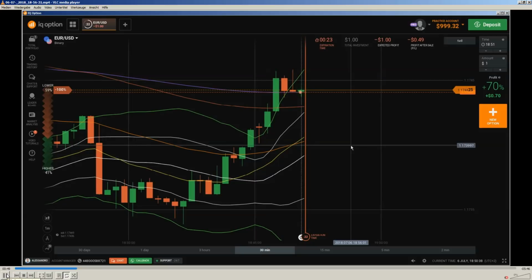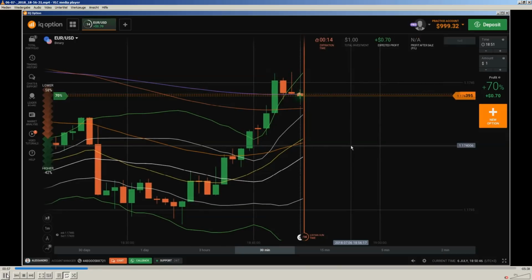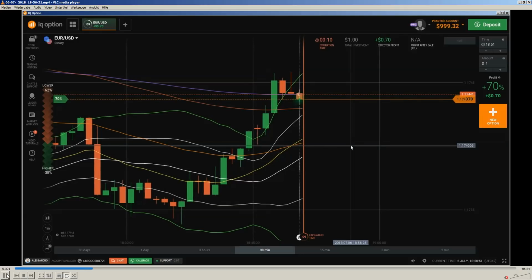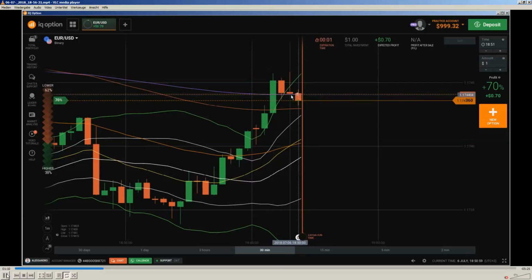And I have entered here into a put because the previous candle was showing huge selling pressure with the rejection from the resistance area above, and that price would probably go down further and break through the 200 EMA, because we have a ranging market and the 200 EMA is flat. So okay, we are breaking through this, and this will be in the money.